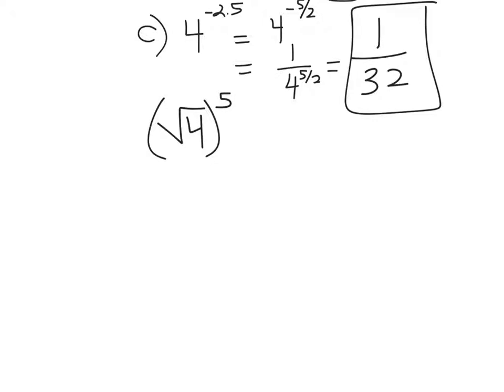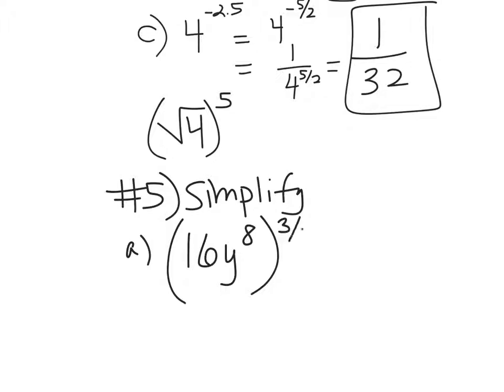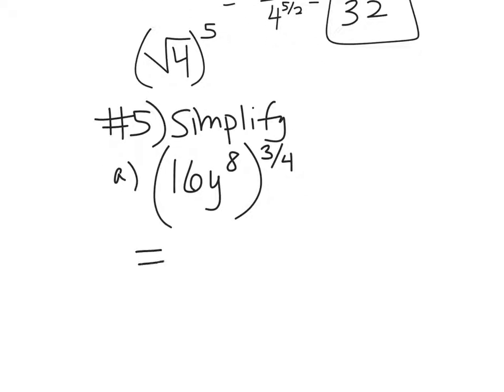All right, so now I'm going to do number 5. We're going to simplify again, but now I'm going to put some variables in the mix. Variables you can't do on your calculator. The numbers you can figure out a way to do, but the variables you can't. So here we go. Let's simplify. 16y to the 8th power, and all of that is going to be raised to the 3/4. These are going to be interesting.